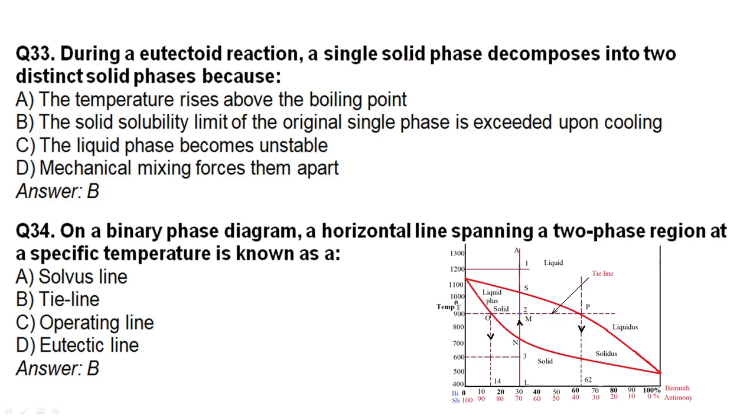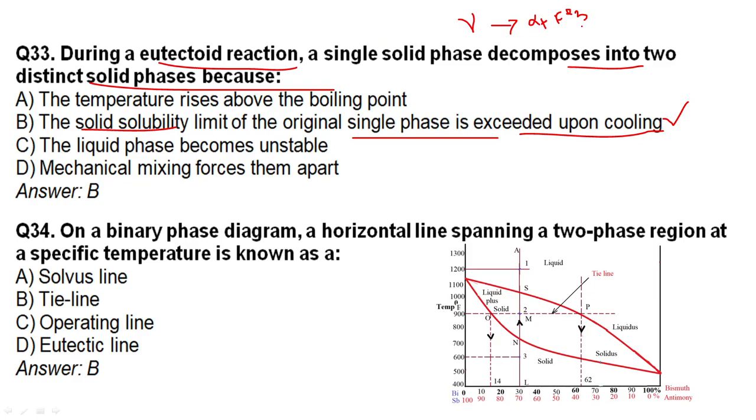During the eutectoid reaction, a single solid phase decomposes into distinct solid phases. In the iron carbon eutectoid reaction at 720 degrees Celsius and 0.8% carbon, the single solid phase, austenite, decomposes into alpha ferrite plus cementite, Fe3C, that is, pearlite. Four options are given, and the correct option is that the solid solubility limit of the original single phase is exceeded upon cooling. That is why the austenite decomposes into ferrite and cementite. As it cools below 720 degrees, the two phase region forms and this happens.